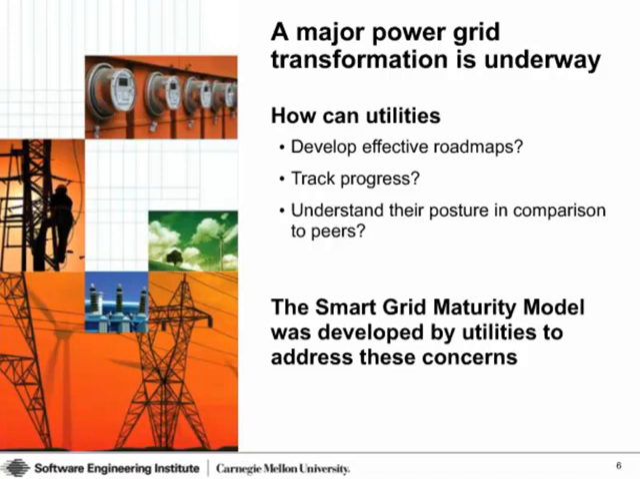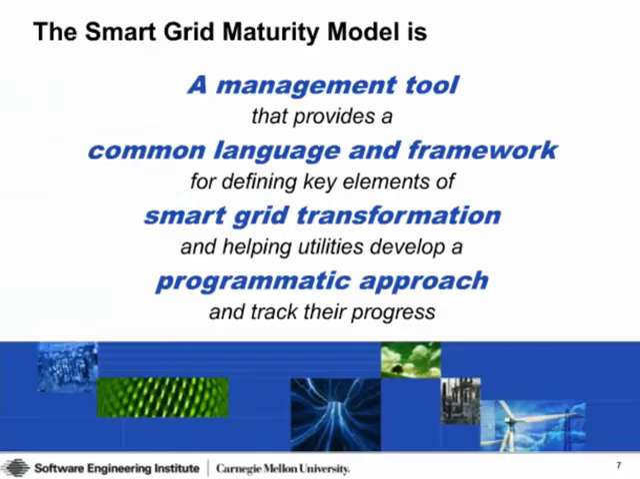So in slide 7, what is the smart grid maturity model? It's a management tool. So that's an important thought. It's really about, at the senior decision-making level, providing a common language and structure to the discussion around smart grid, so that the definition of smart grid is clear and the components of smart grid get agreement, and then wrapping a programmatic approach around the discussion around smart grid transformation.